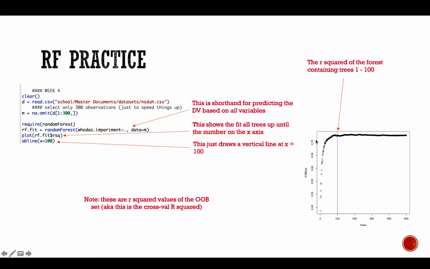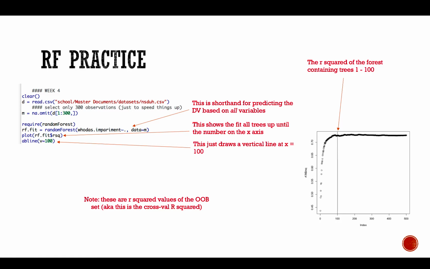But one other thing that's important to note, which is this note right here, is that those R squared values are based on the out of bag set. So it's telling you 75% of the variance is explained in the data that was not used to fit the model. So that's actually pretty impressive. So that's a cross-validation R squared we're looking at.